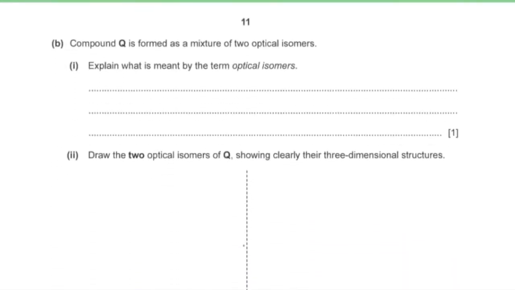Part B, compound Q is formed as a mixture of two optical isomers. Part 1, explain what is meant by the term optical isomers. So optical isomers are molecules that are non-superimposable mirror images.